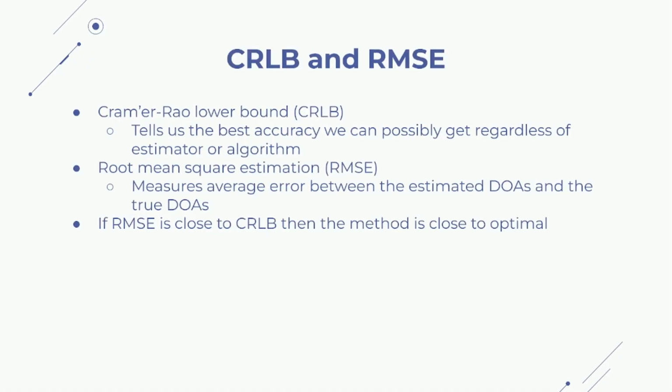Lastly, the root mean square error is the average difference between our estimated DOAs and the true ones to measure performance. The lower the RMSE, the better the estimator. The Cramér-Rao lower bound is the theoretical limit, which tells us the best accuracy we could hope for under ideal conditions. If our RMSE is close to the CRLB, we can use that to determine if our method is efficient. In our project, we used RMSE to evaluate our results, then CRLB to benchmark them. This helps show how good our results are and how much better they could be.